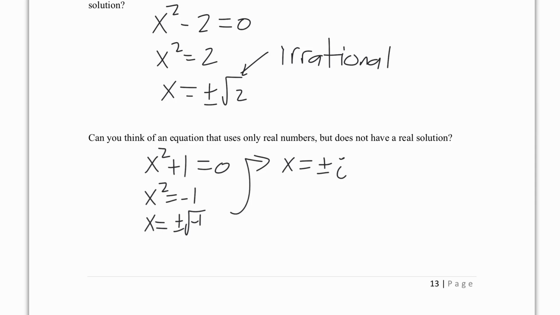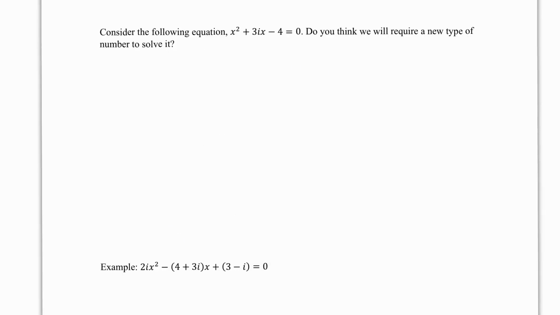Well, let's take a look at an equation. Let's consider x squared plus 3ix minus 4 equals 0. Notice we have a complex number, technically an imaginary number, but it's complex. We have a complex number as one of the coefficients. Do you think we will require a new type of number to solve it? Do you think we're going to need something else? Maybe. Well, let's try the quadratic formula.